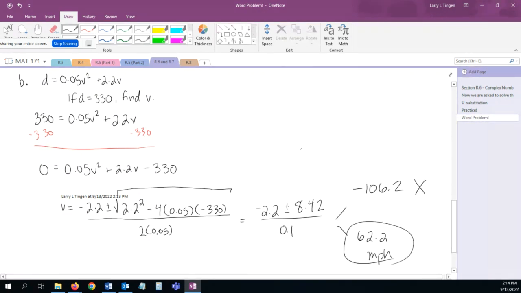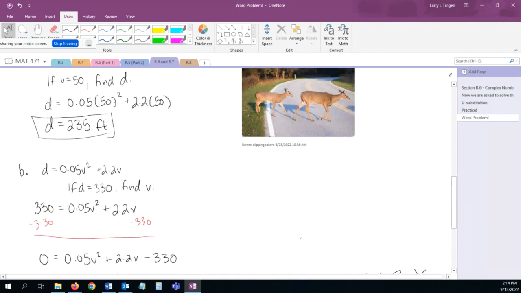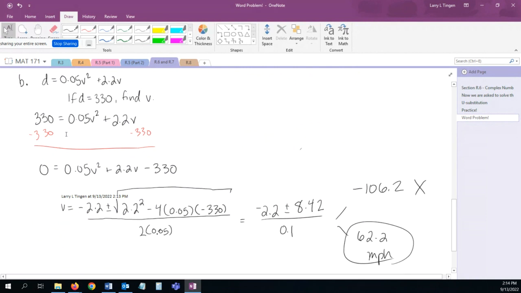This is miles per hour. It fits the story because remember the last problem above? At 55 miles an hour or 50 miles an hour it's 235 feet to stop. And now I'm saying if you need 330 feet to stop, you can be going all the way up to 62.2. All right? Okay, so we got the video done.